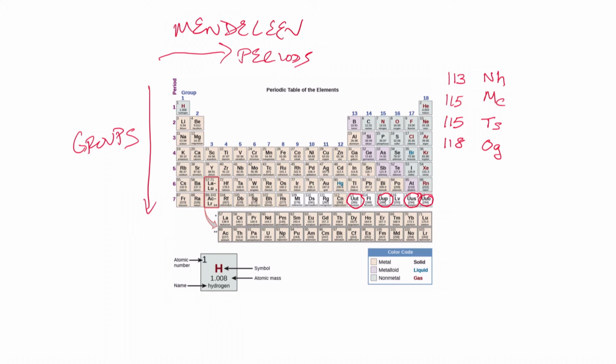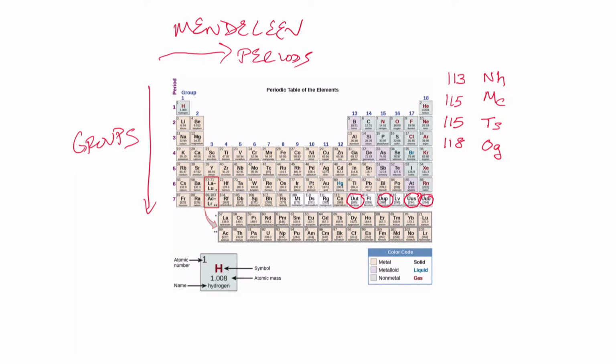113 is given the symbol Nh for nihonium, 115 moscovium, 117 tennessine, and 118 oganesson. These are named after either geographic locations where these things were discovered or after the countries of origin of the researchers who were working on this. So now we have a slightly different periodic table compared to what maybe you're used to.